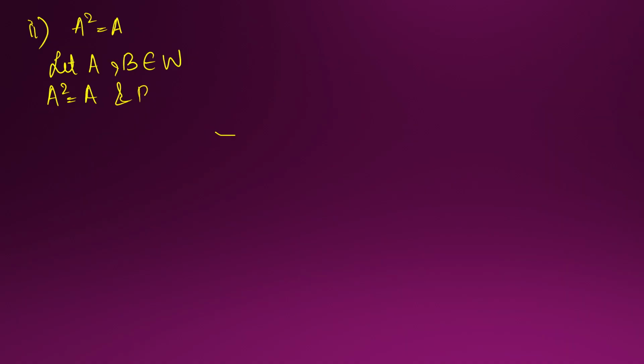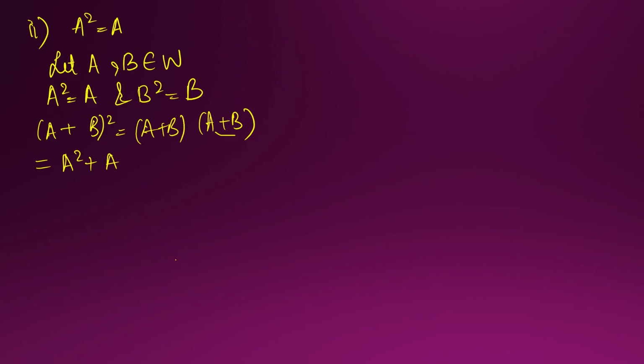Next, second part. W2 consists of all matrices such that A square is equal to A. So now let A, B belong to W2 such that A square is equal to A and B square is equal to B. So we can say that (A plus B) whole square is equal to (A plus B) into (A plus B), which is equal to A square plus AB plus BA plus B square.